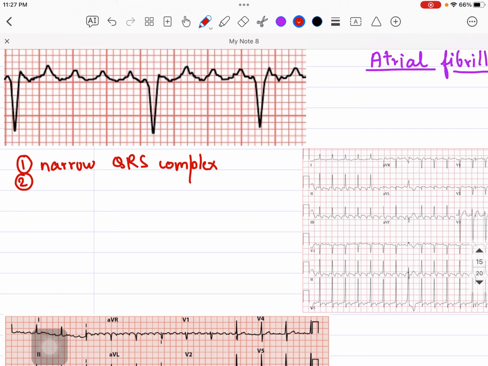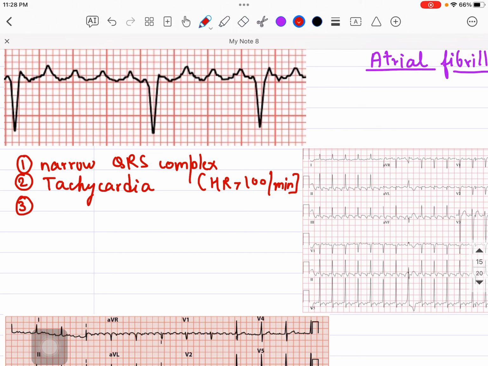Secondly, if the patient is showing tachycardia, any ECG which is showing a heart rate of more than 100 beats per minute will be considered as tachycardia, and we have already discussed how to calculate the heart rate through an ECG, right? Third one is tachycardia, it means heart rate is more than 100 beats per minute, right, obviously.